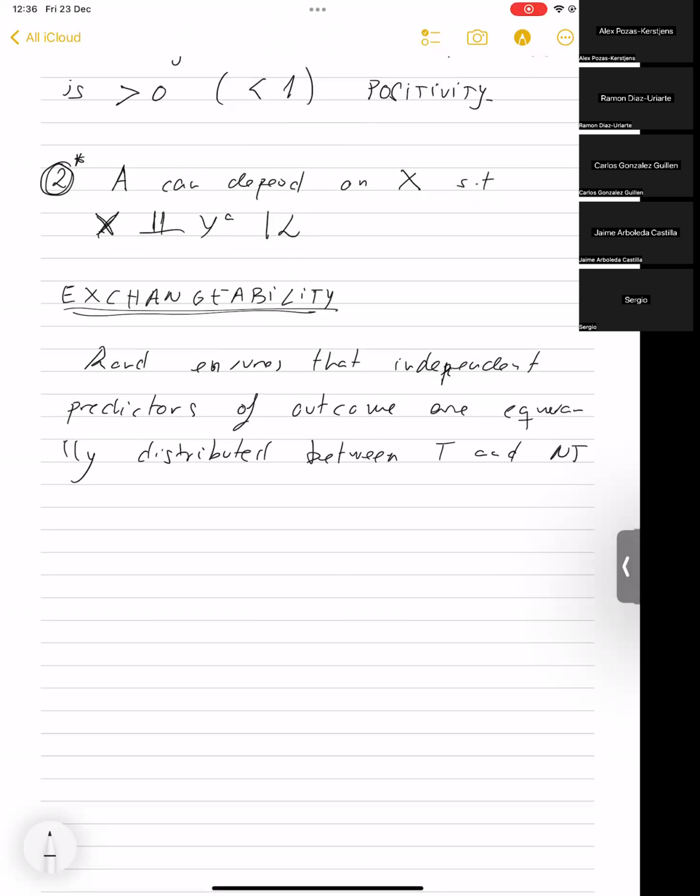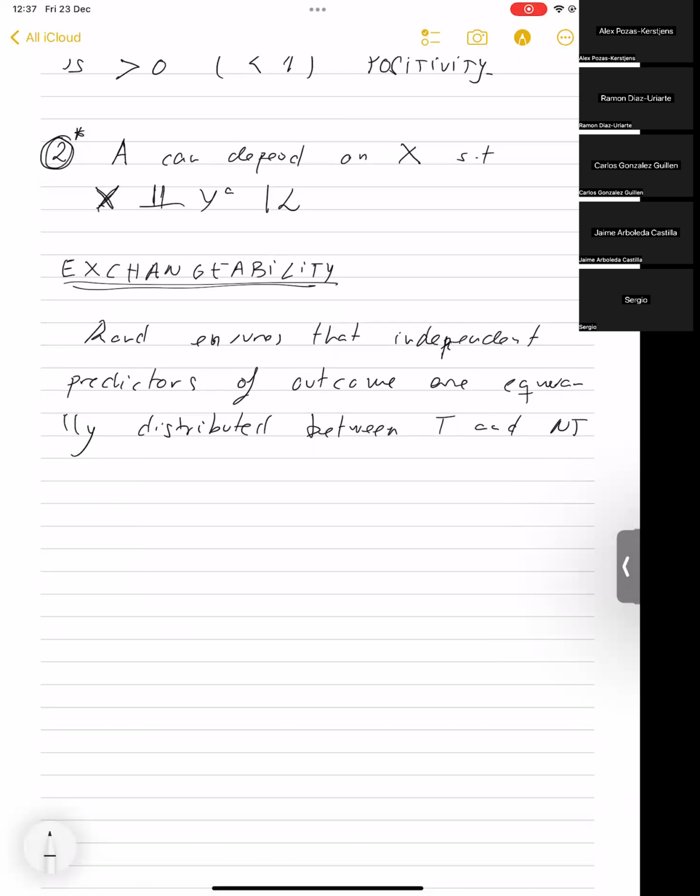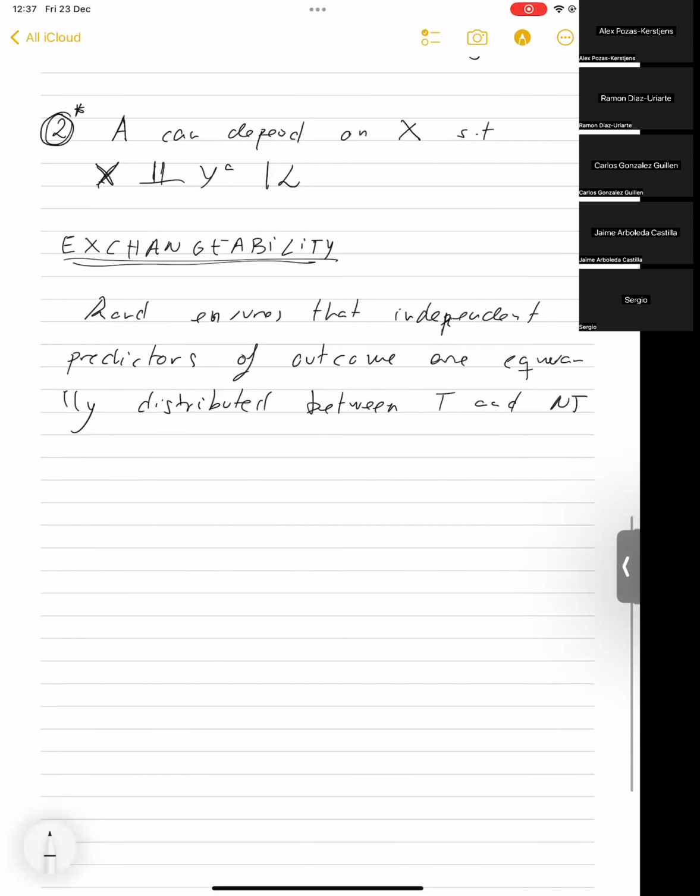That is, all the covariates that are associated with the outcome within levels of treatment are equally distributed between treated and non-treated people. For instance, if we design our heart transplant experiment as a randomized study, we will have more or less the same distribution of people with critical conditions between treated and non-treated people, because people were assigned at random to each of the groups, fully at random.